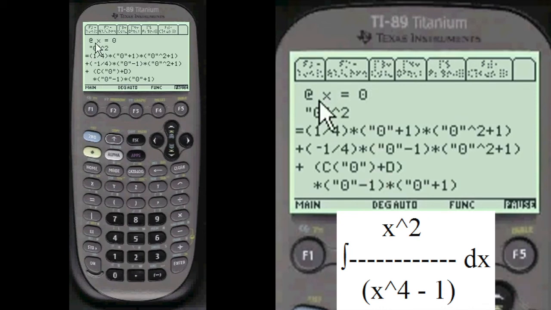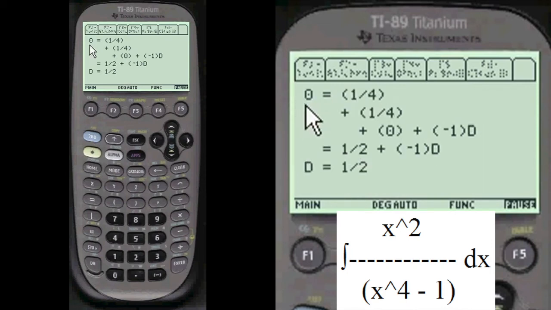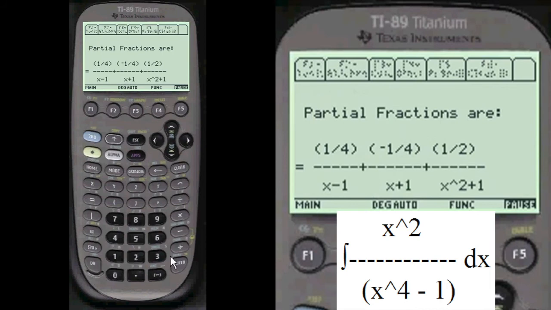Now generally we always try 0, x equals 0. We place 0 in every one of these. That means that the left side is going to be 0, which it is here. Here's 0, and 1/4 plus 1/4, 0. So we get 1/2 plus a minus 1. We switch the 1/2 over to the other side, which becomes a minus 1/2. So d is equal to a positive 1/2. And here's the partial fractions here, exactly this.